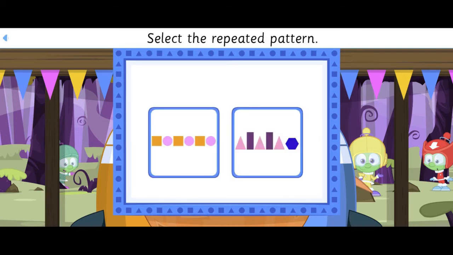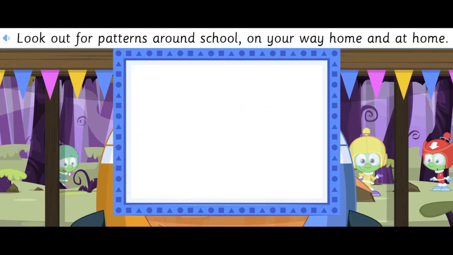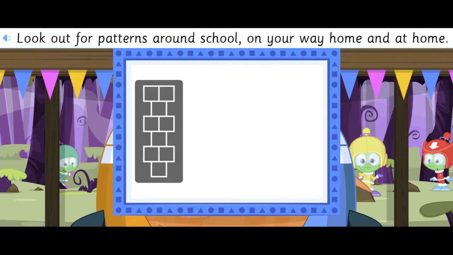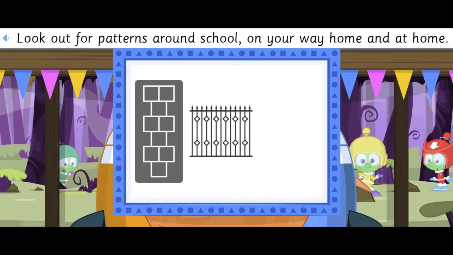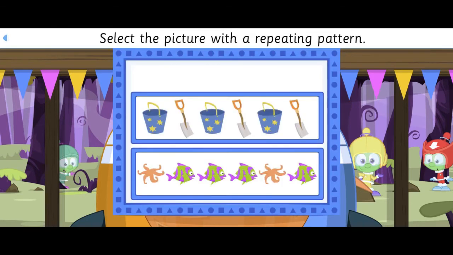Select the repeated pattern. This pattern is repeated. Look out for patterns around school, on your way home, and at home. Select the picture with a repeating pattern.